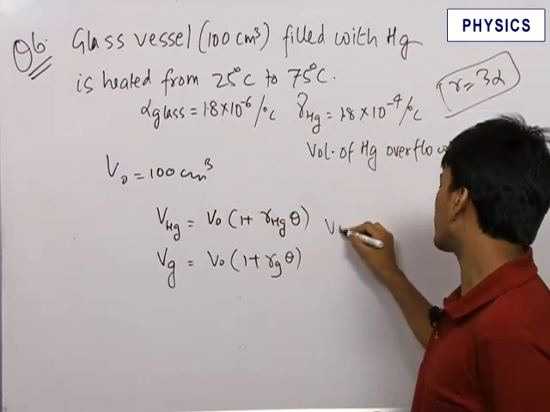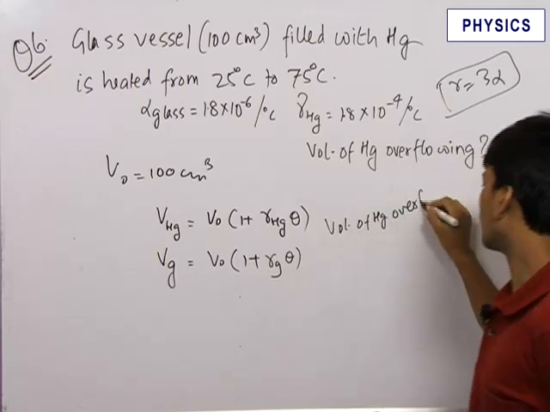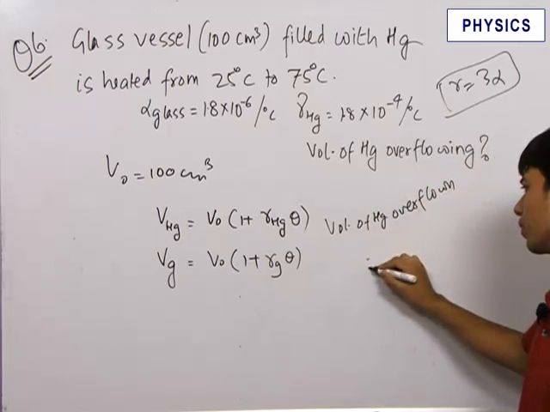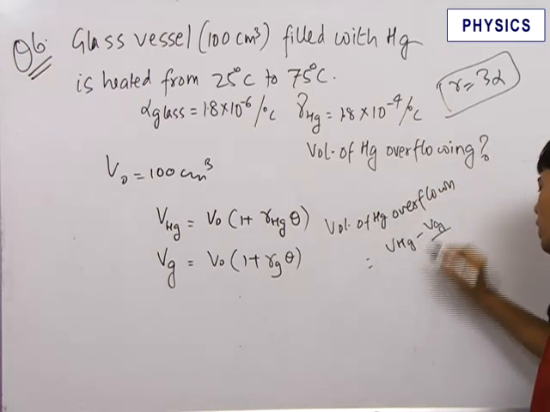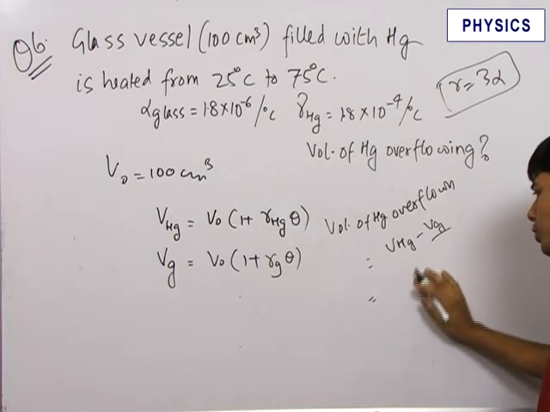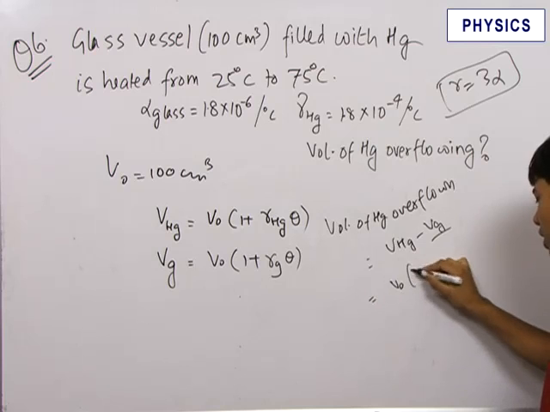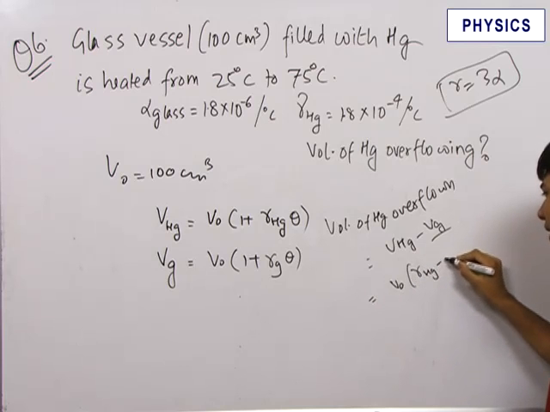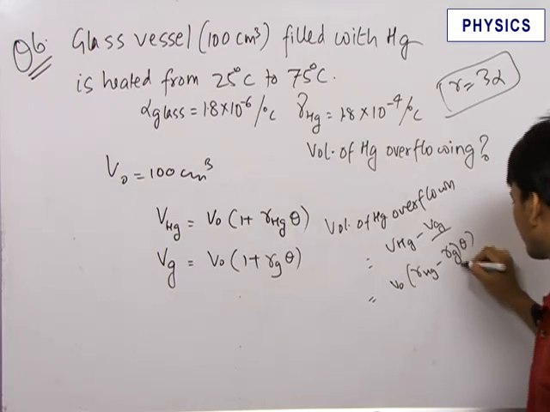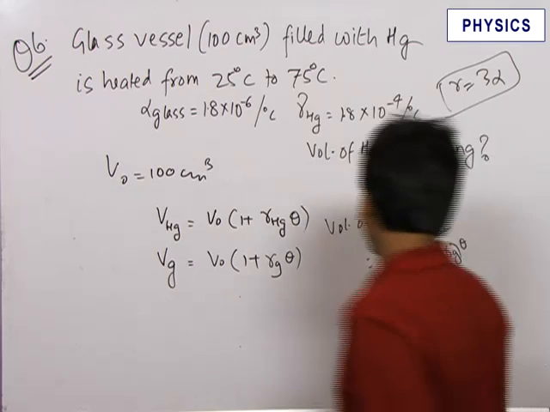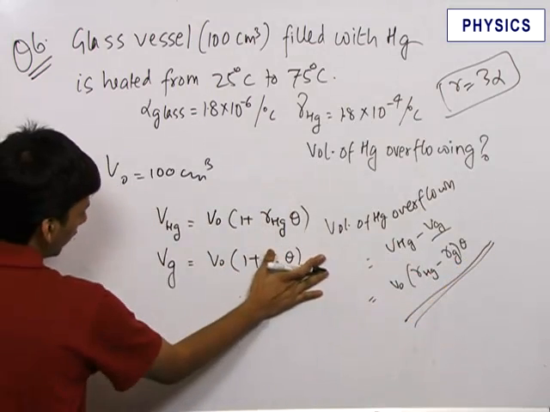Now the volume of mercury overflown will be equal to V Hg minus the final volume of glass. This comes out to be equal to V0 into gamma Hg minus gamma g into theta. Therefore, this is the volume of mercury overflown.